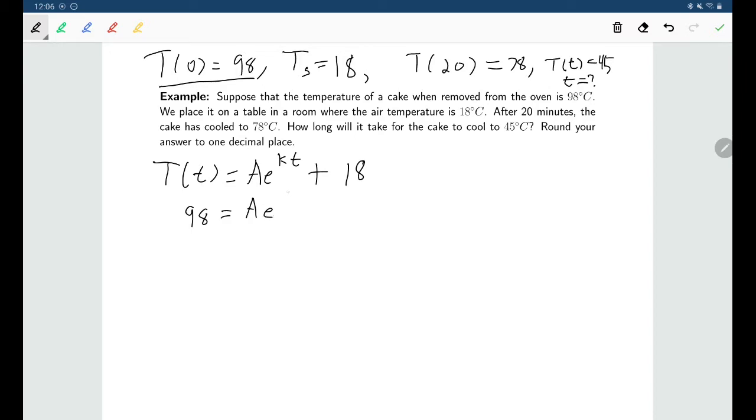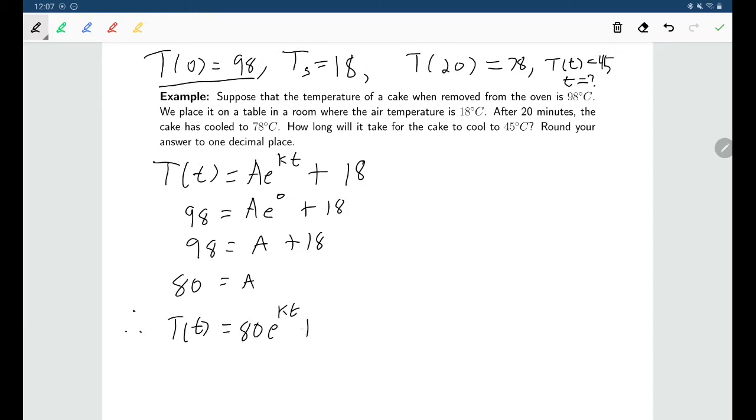E to the k times 0 would be e to the 0, and e to the 0 is just 1. So, as expected, A is the difference between the initial temperature of 98 and the temperature of the surrounding air, 18. So A is 80. So now we've got a good start. We have T at time t is 80 e to the kt plus 18.